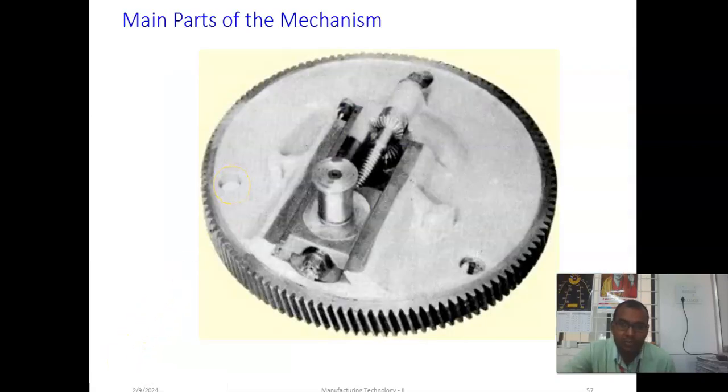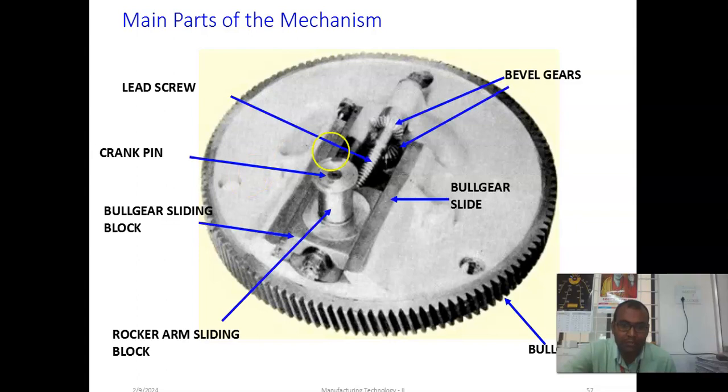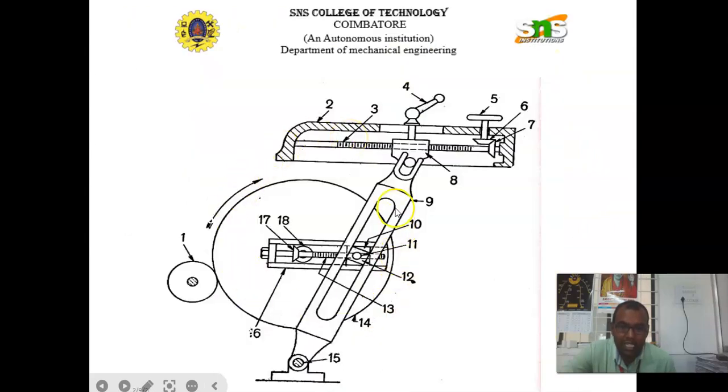Next, we will discuss the main parts of the mechanism. This is the bull gear, slide, and bevel gear. This is the lead screw, the crank pin shown in the figure, the bull gear sliding block, the rocker arm sliding block, and the bull gear. This is the 2D diagram of the quick return mechanism, and this is the 2D diagram of the ram of the shaping machine. The ram portion moves forwards and backwards for the machining process.